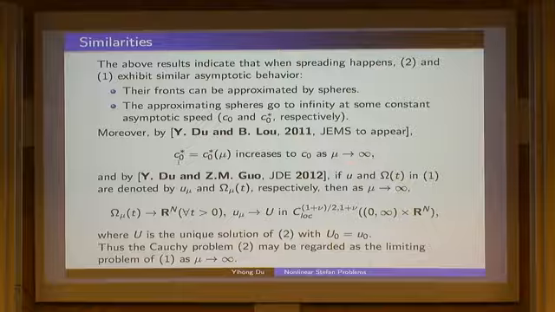And actually, we can show that the entire problem, the Cauchy problem, may be regarded as the limiting problem of the free boundary problem when mu goes to infinity. You look at a weak solution of 1, denote it by u of mu, and the varying domain is denoted by omega of mu, and then we have this relationship if you choose the same initial function. So we may call the Cauchy problem a limiting problem of the free boundary problem.